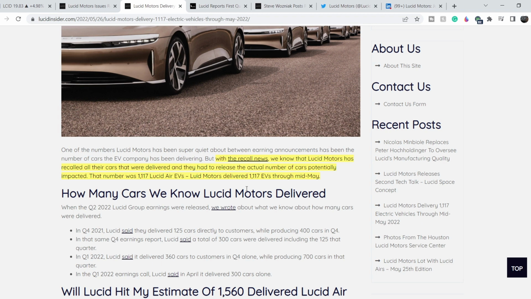This means 4 full months, and the deliveries are 1,117 vehicles. If they triple this amount each and every 4 months, definitely they will achieve the range of about 12,000 vehicles. And if it is the case, definitely they can reach the guidance that they disclosed recently. And definitely in this case, Lucid will beat the investors' expectations.